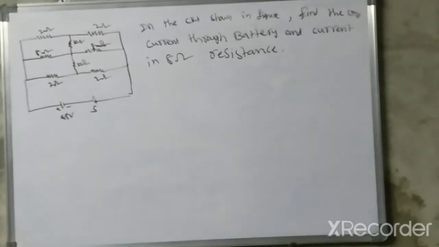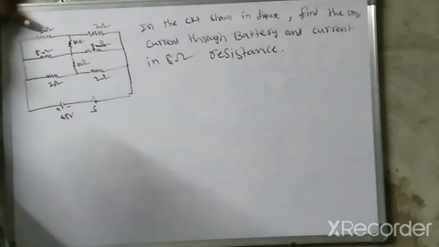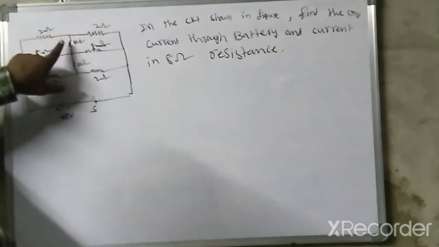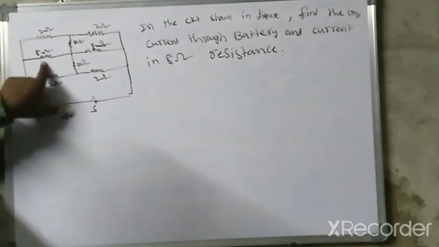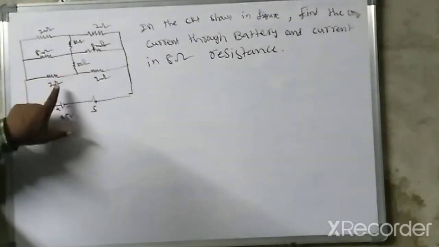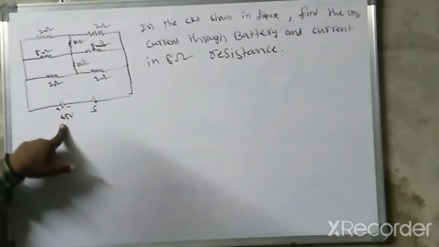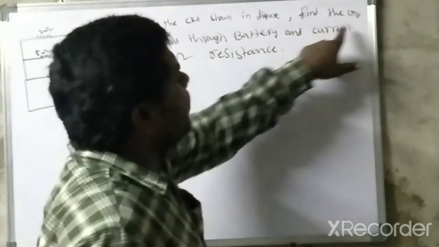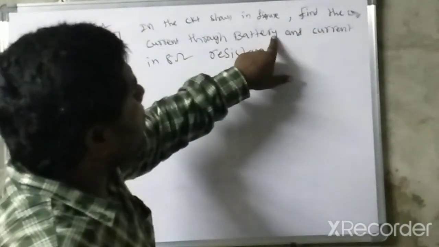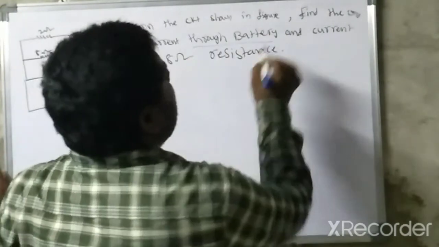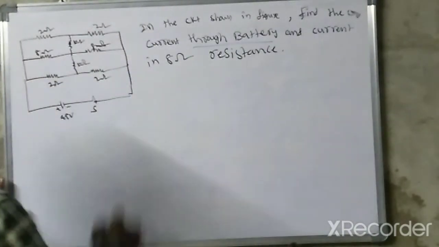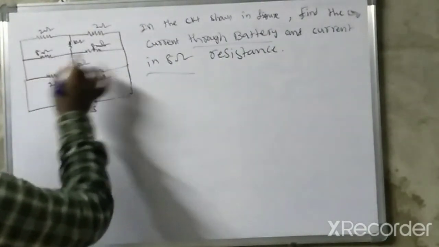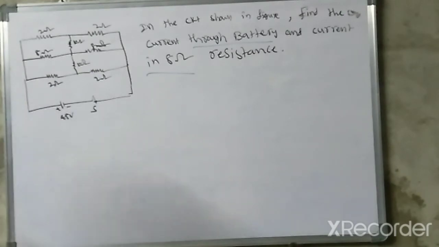One more important model. So see the circuit diagram. 2 ohm, 2 ohm, here the 10 ohm, and here 8 ohm, here 8 ohm, here the 10 ohm, here 2 ohm, here 2 ohm, here 48 volts through a switch. In the circuit shown in the figure, find the current through the battery. First question, current through the battery, and second question, current through the 8 ohm resistor.